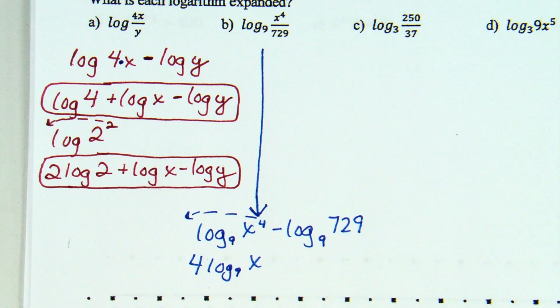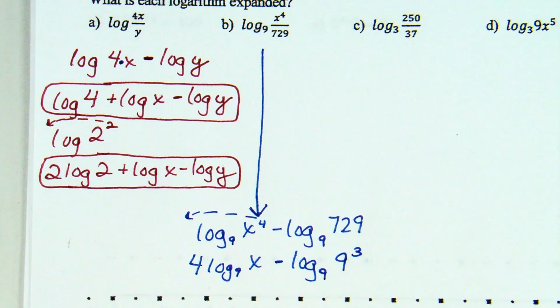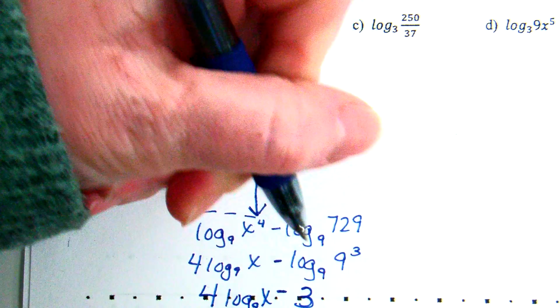Let's rewrite it and see what we see. Minus log base 9 of 9 to the third. Was that important that we did that? Yeah, because it's log base 9 of 9 to some power, and because those 9s match, this just cancels out to be a 3. So I now have 4 log base 9 of x minus 3. So it's important that you have that paper.